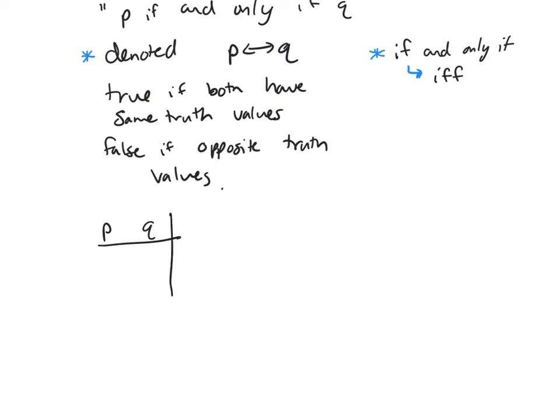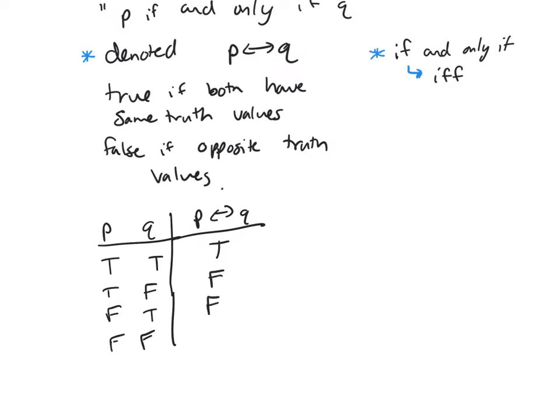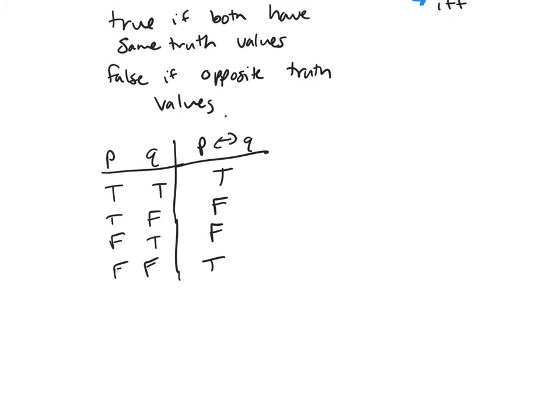Right, my truth table has 4 rows in it. And remember, they have to have the same truth value to be true. So the first row, it would be true. The second 2 rows, they have opposite truth values, so false, false. And then the last one, they're both false, so it would be true. So this is the truth table for our biconditional statement.